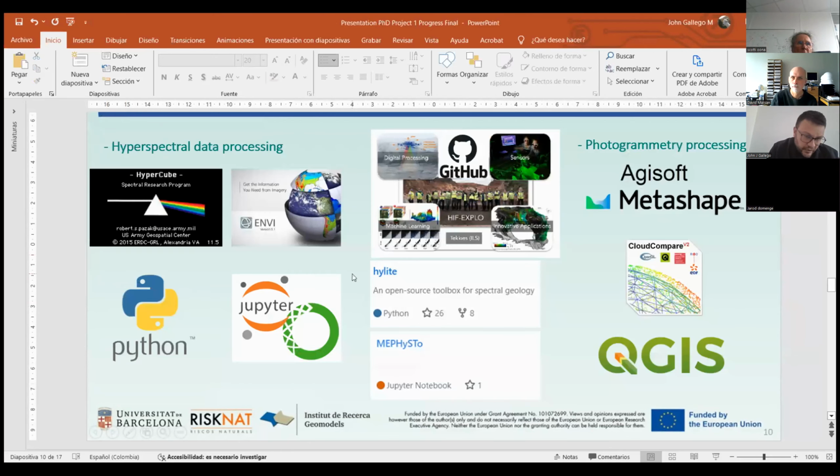So in terms of processing, a lot of software has been used for managing the hyperspectral data. Normally Hypercube and ENVI are used, but nowadays a lot of packages and tools in Python are really common. I'm learning a bit about it. I'm not an expert on that, so this is my target, and also learning the basics of photogrammetry and so on.